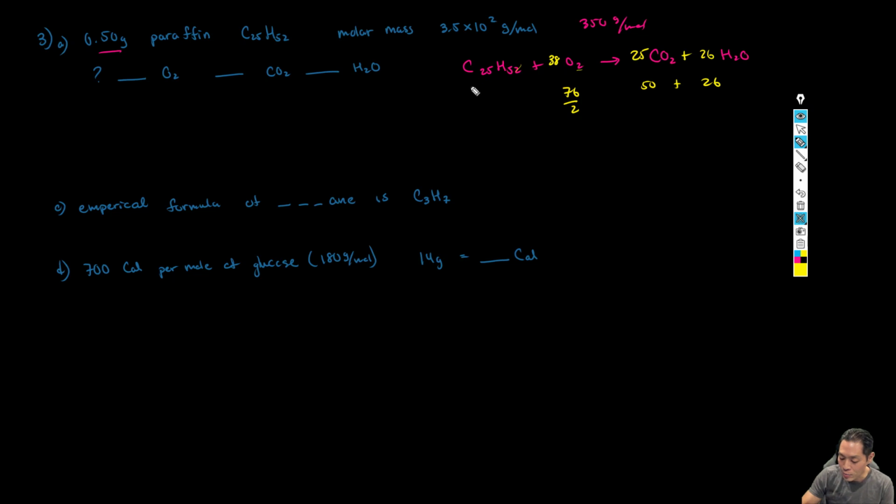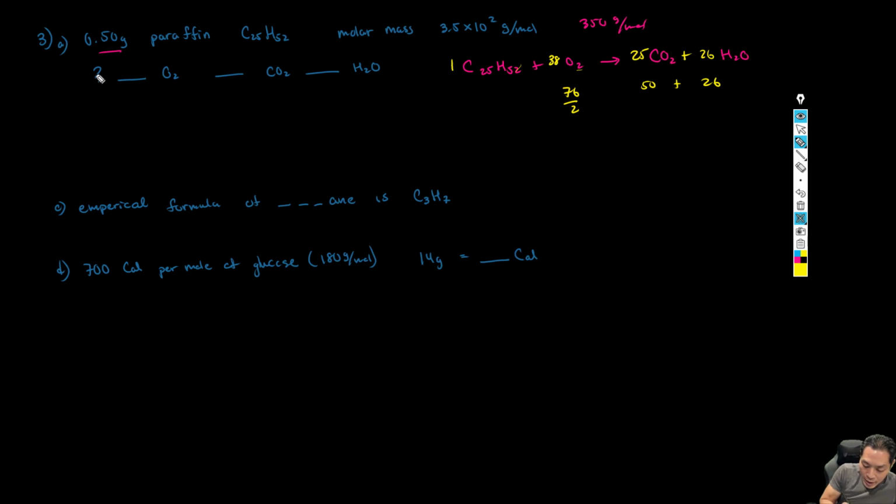And with that, now is my ratio. One of these hydrocarbons, C25H52, is going to consume 38 oxygen gas molecules, and produce 25 carbon dioxide molecules and 26 water molecules, or moles. So 1 mole, 38 moles, 25, 26. Once we have that, we're going to go back to this one.